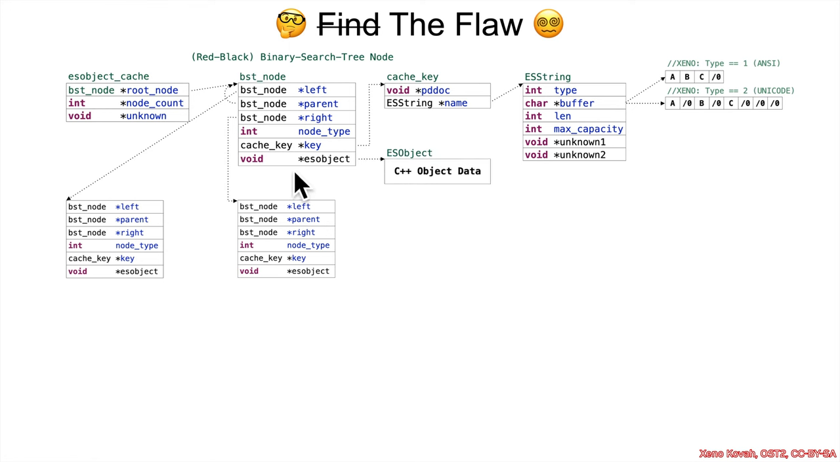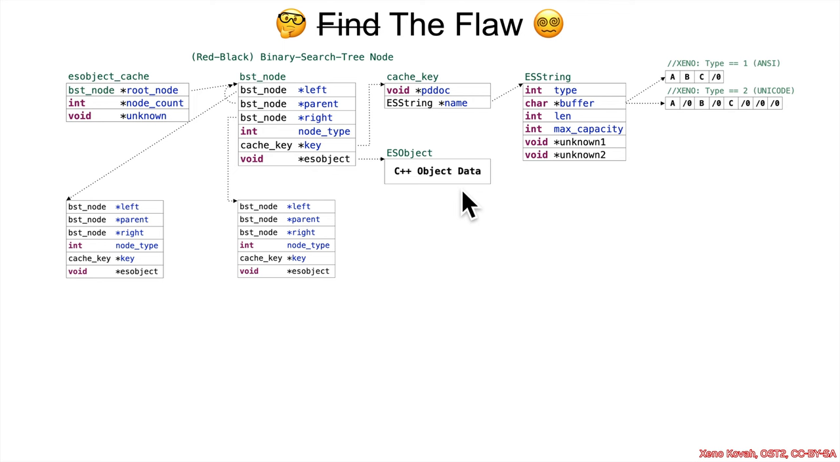And then there is a pointer back in the cache to the ES object. This would be an ESCRIPT object. ESCRIPT, I assume, represents ECMAScript. ECMAScript is the standard on which JavaScript is based. And so this ES object is going to be just a typical C++ object.